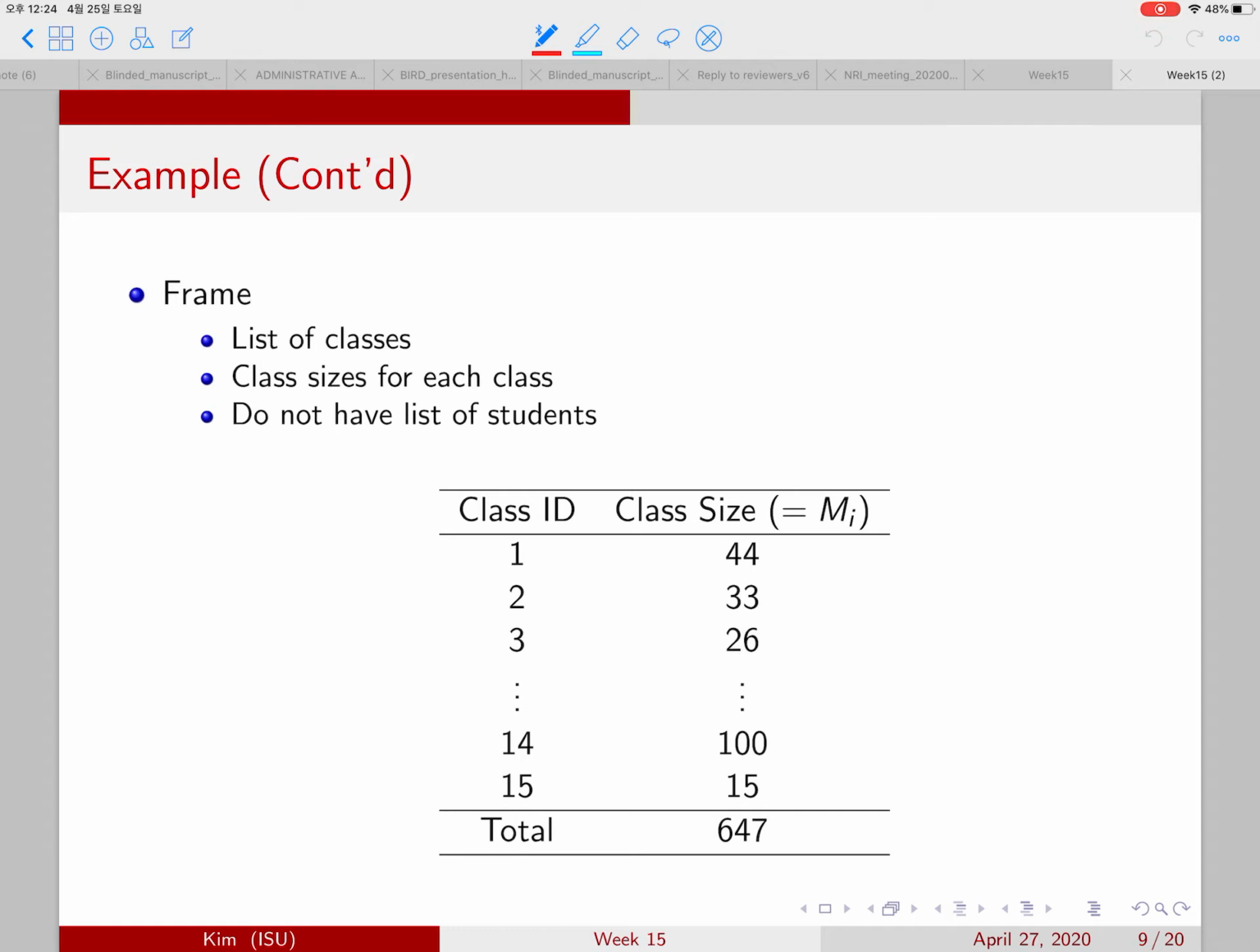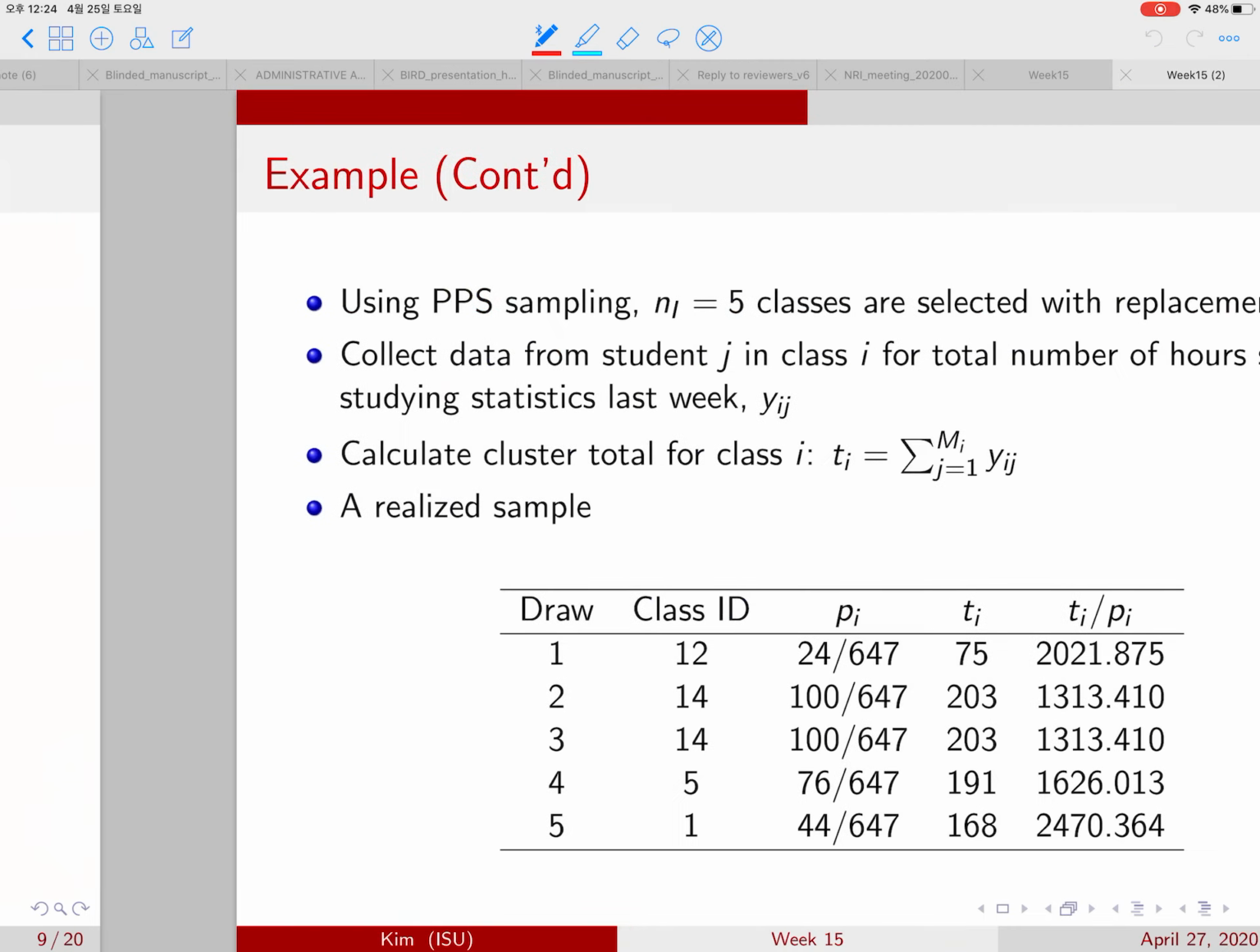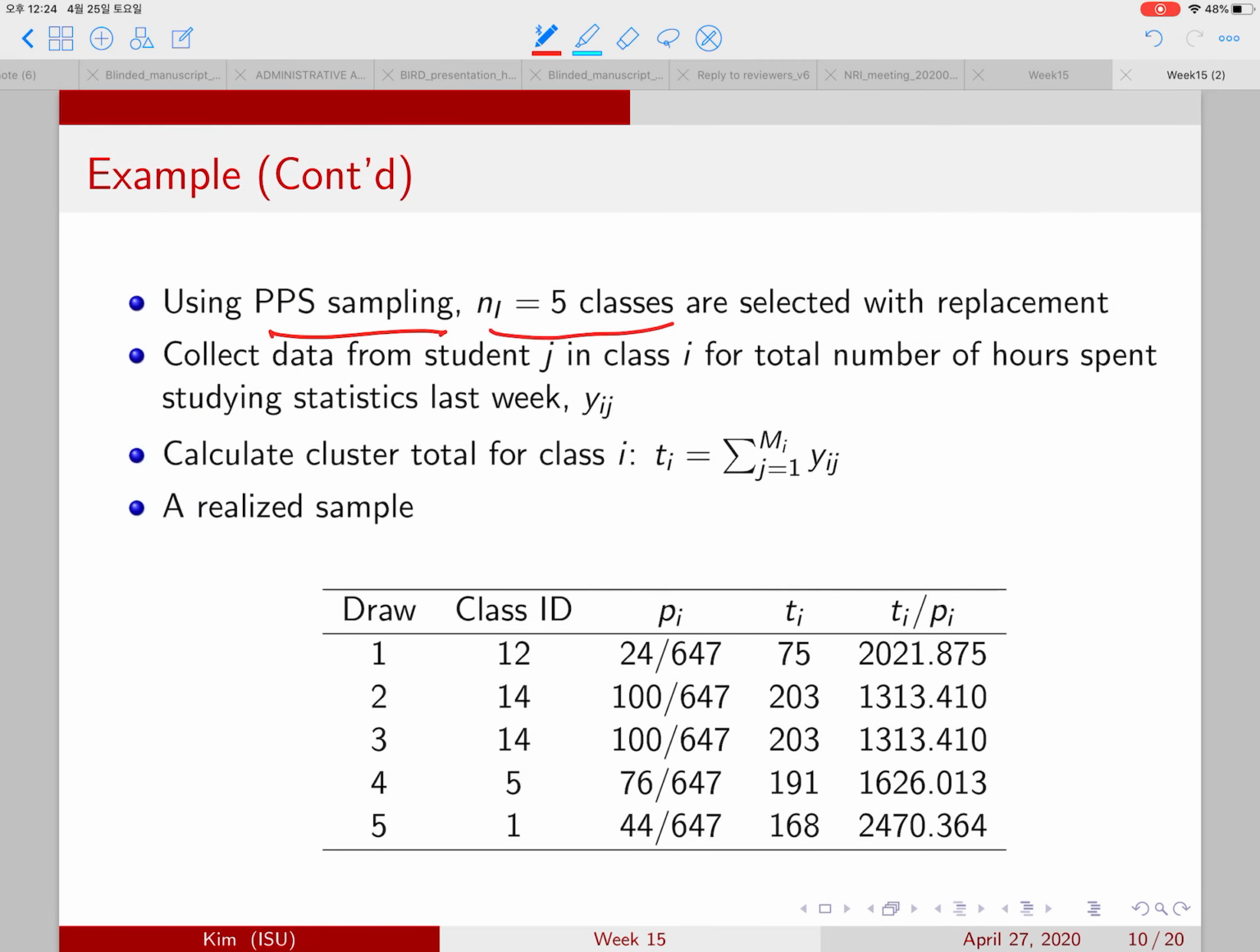So the sampling frame is simple. It is a list of 15 classes, and the class sizes are something like this. So the total number is 647, which is capital N, right? So we know the total number of students, but we do not have a list of students. So suppose that we use PPS sampling to obtain 5 sample classes. So that is the draw. We draw for each draw.